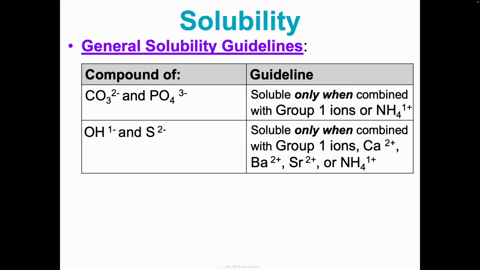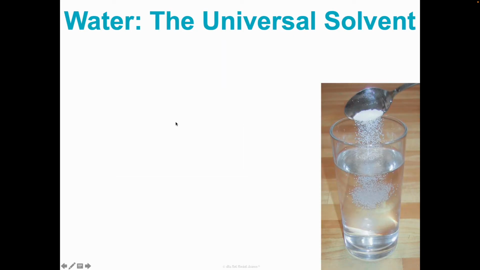And then hydroxide and sulfide ions are similar. They're soluble only when with the group 1 ions, but also calcium, barium, and strontium, and then, of course, ammonium. Okay, so those are some rules. We're going to apply them practically in just a minute, but all of these I'm talking about are soluble in water, because water is considered the universal solvent. It can dissolve more substances than any other liquid.